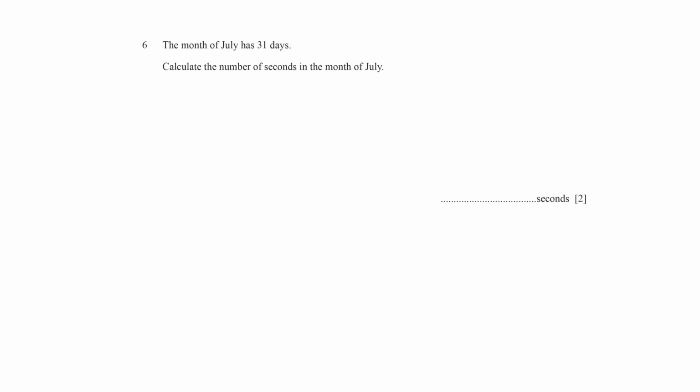Next question. The month of July has 31 days. Calculate the number of seconds in the month of July. Okay, so for this we need to calculate the number of seconds in the month of July, right? One day has 24 hours, as we all know. Now 1 hour has 60 minutes. Now 1 minute has 60 seconds, right?